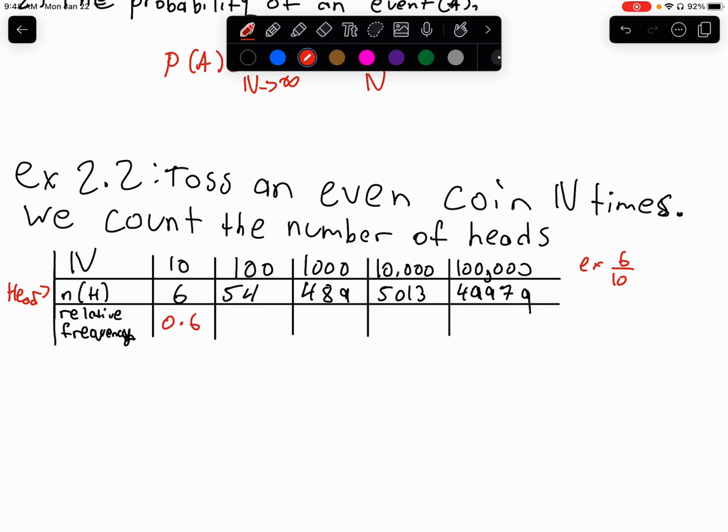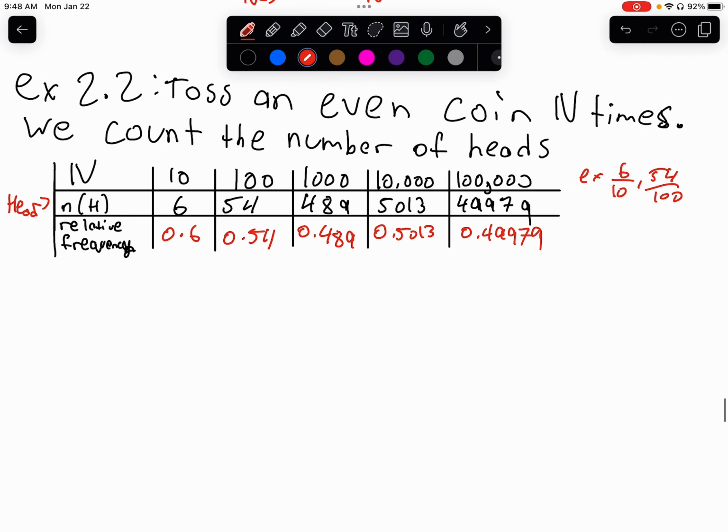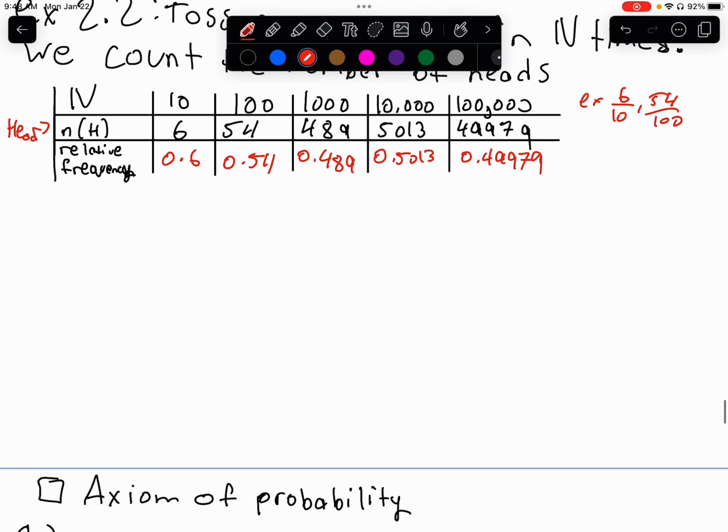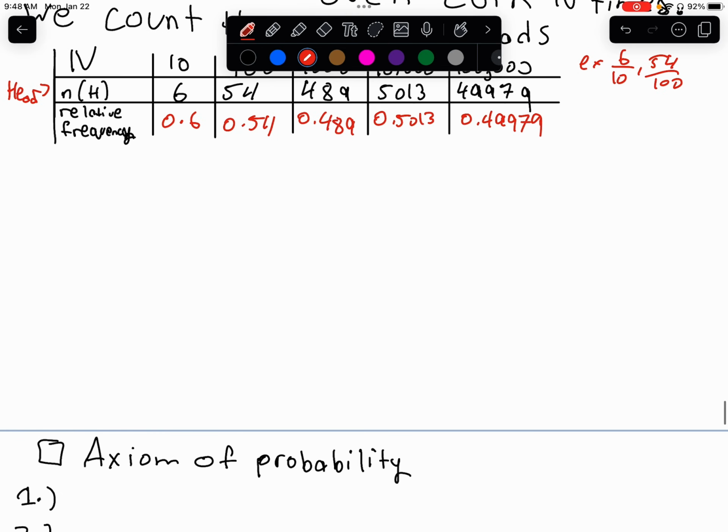We have 54 out of 100, which gives us 0.54, then 0.489, 0.5013, and 0.49979. So using the formula above, we can find these calculations below. This is kind of our easy part.